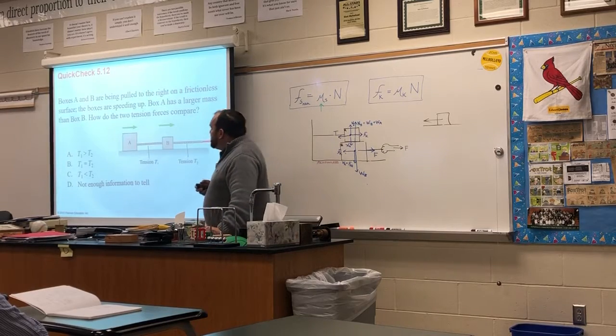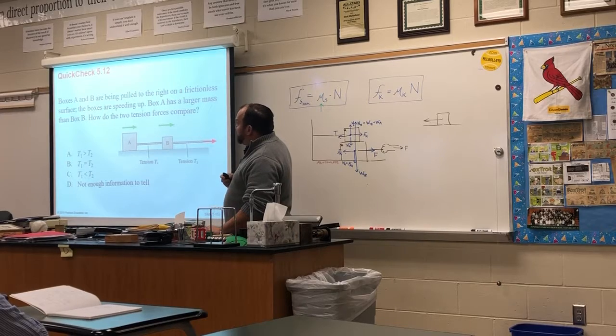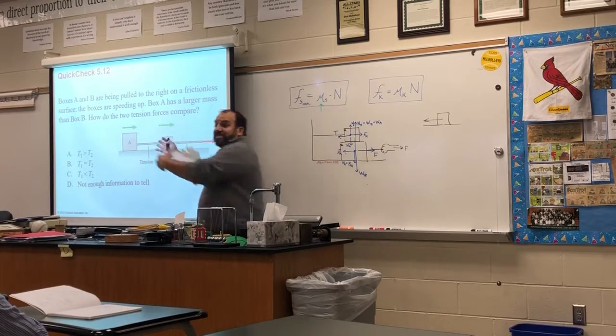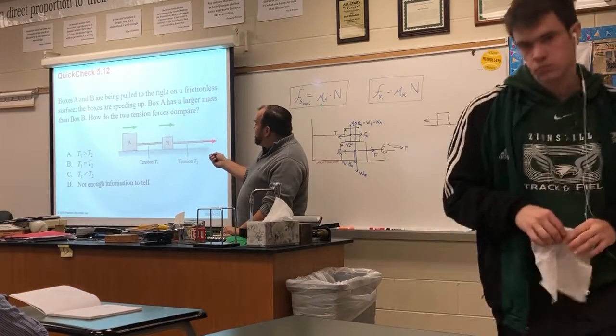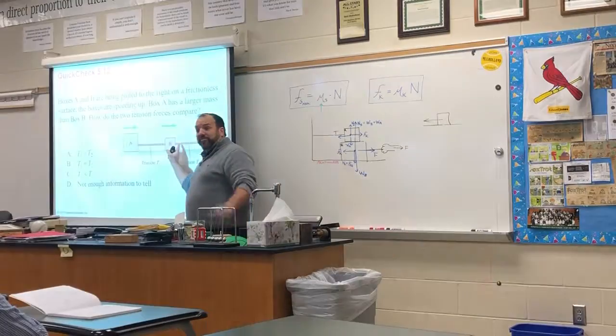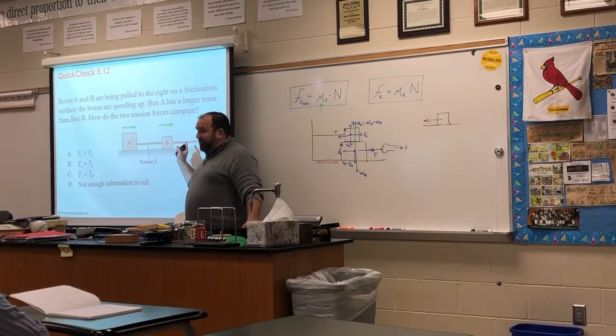All right, take a look at this. Boxes A and B are being pulled to the right on a frictionless surface. The boxes are speeding up, so we have acceleration this way, all right? Box A has a larger mass than box B. How do the tension forces of these ropes compare? First of all, are these the same rope? No, so their forces don't necessarily have to be the same.